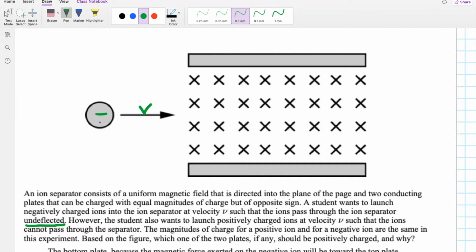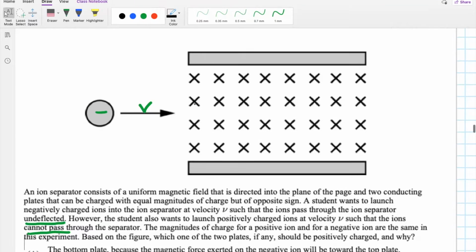So we have to be careful because in this instance, this electron, if this happens to be positive and this happens to be negative, without the presence of this magnetic field, it's going to accelerate in that direction. So that's where the ion separator comes in handy with its magnetic field. However, the student wants to launch positively charged ions at a velocity v such that the ions cannot pass through the separator. Okay, that's pretty interesting. So they want to only send through negative electrons or negative charges.